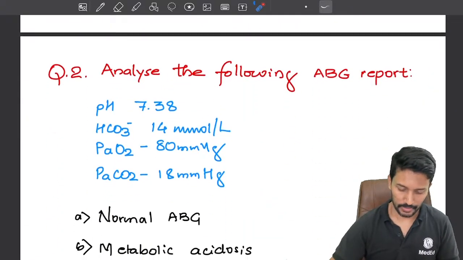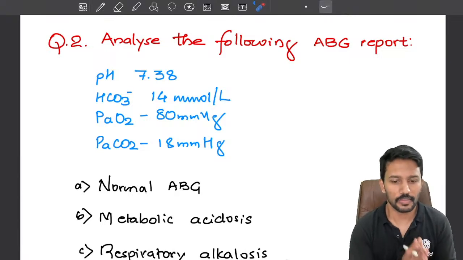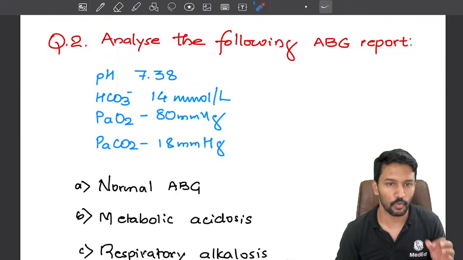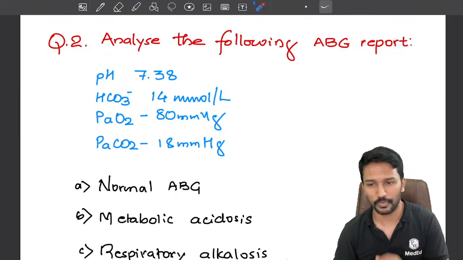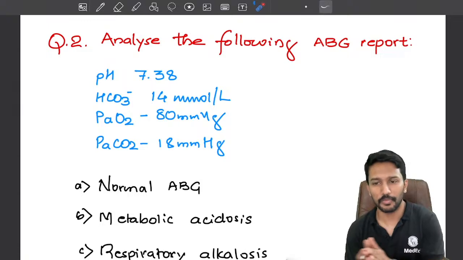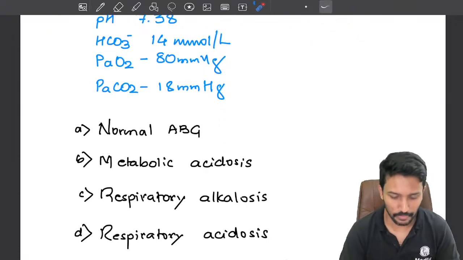Okay, next question. Analyze the following ABG report. pH of the person is 7.38, bicarb is 14 millimoles per liter, PaO2 is 80 millimeters of mercury, and partial pressure of carbon dioxide in his blood is 18 millimeters of mercury. So what do you think? This ABG, options are right in front of you.